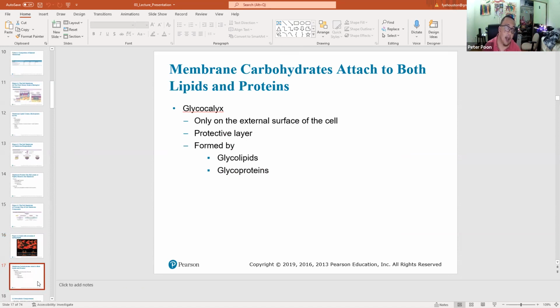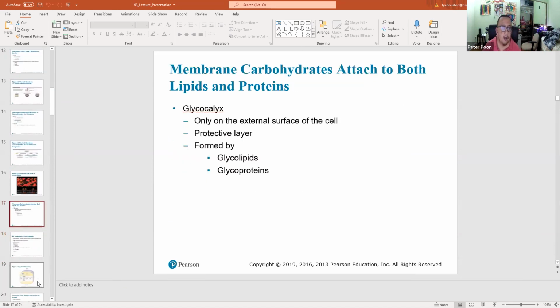Glycocalyx. If you're taking microbiology, you understand how important glycocalyx is in bacteria. It's just on an external surface surrounded by glycolipids and glycoproteins. So you have all these sugar molecules on the surface of the cell.